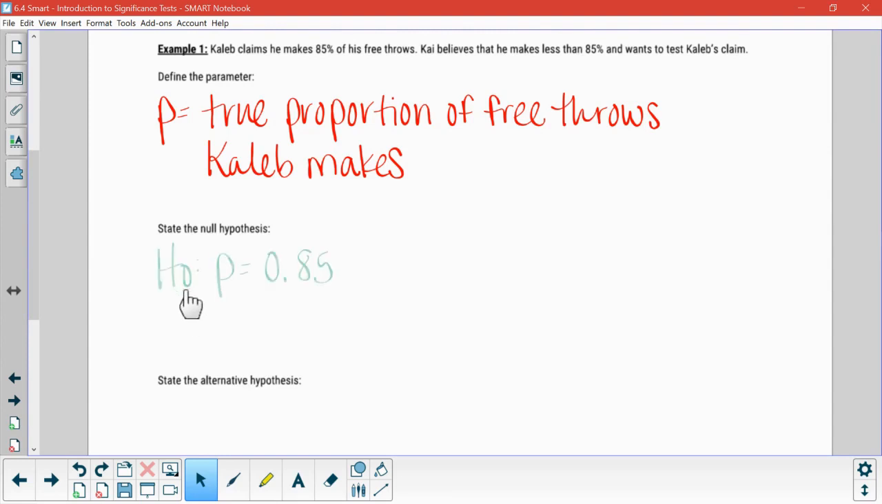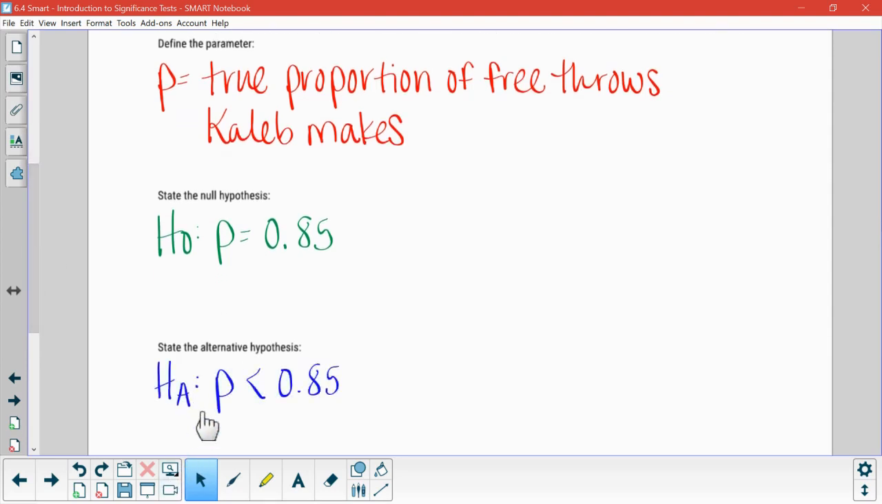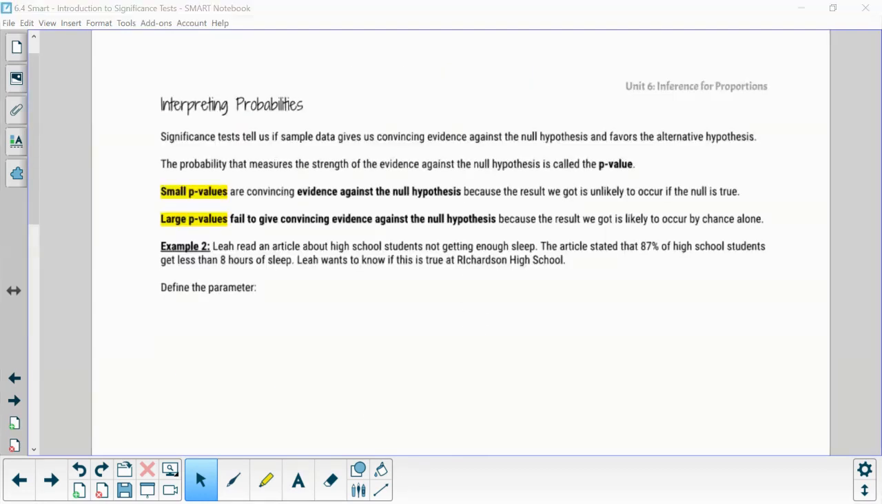When you are writing your hypotheses, you want to make sure you write it as a proportion and not as a percent. So I wrote it as p is equal to 0.85. Yes, you have to write H0. Very important that you indicate this is the null hypothesis. Now, the alternative: Kai believes that he makes less than 85%. So my alternative, what I want to test, is: is the true proportion less than 0.85? So I have my parameter defined, I have my null, I have my alternative. So you have done the setup for a significance test.